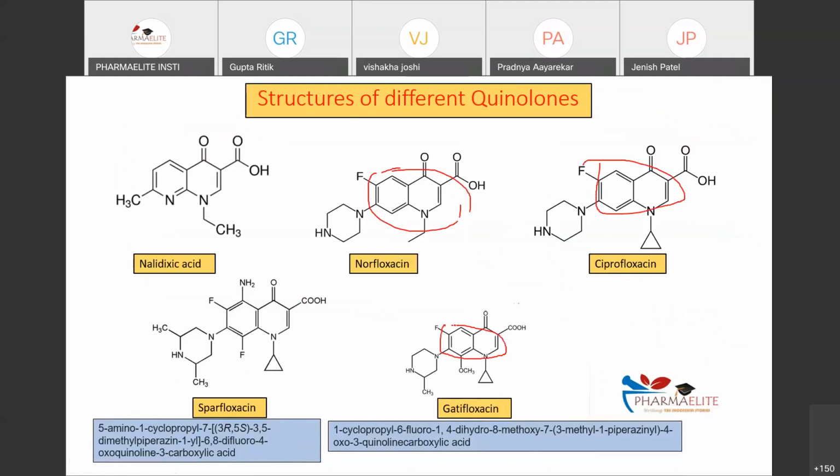So when I'll do nomenclature or IUPAC of quinolones, all these drugs will have one thing which is common in them, which is quinoline carboxylic acid. Carboxylic acid era or sabke andar oxo group hai. Oxo is the C double bond O group. So all my drugs is going to have C double bond O group. All my these drugs is going to have COOH group.